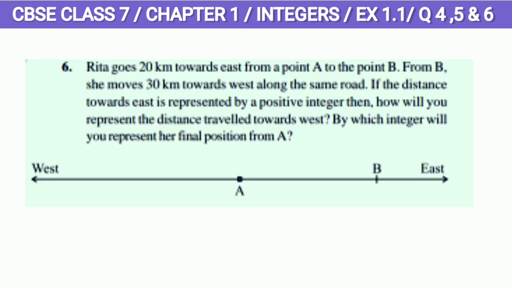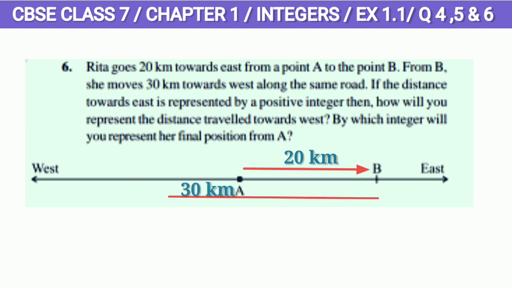Rita goes 20 kilometers towards east from point A to point B. From B, she moves 30 kilometers towards west along the same road. If the distance towards east is represented by positive integer, then how will you represent the distance traveled towards west? By which integer will you represent a final position from A?